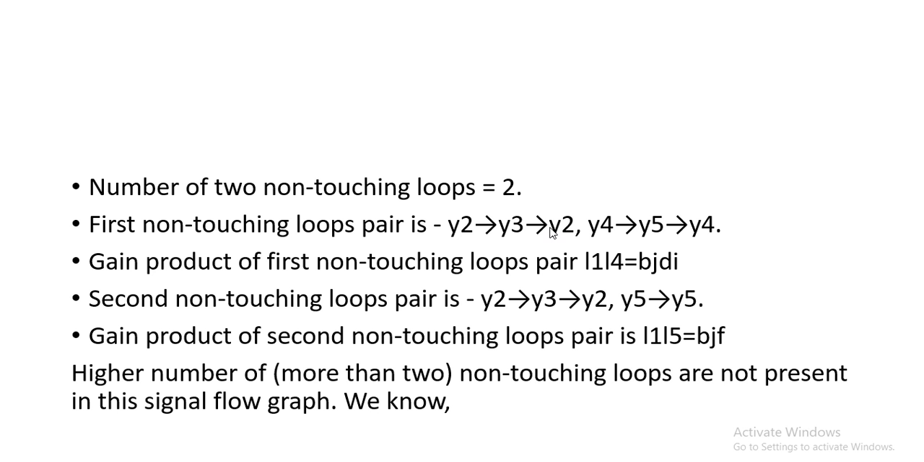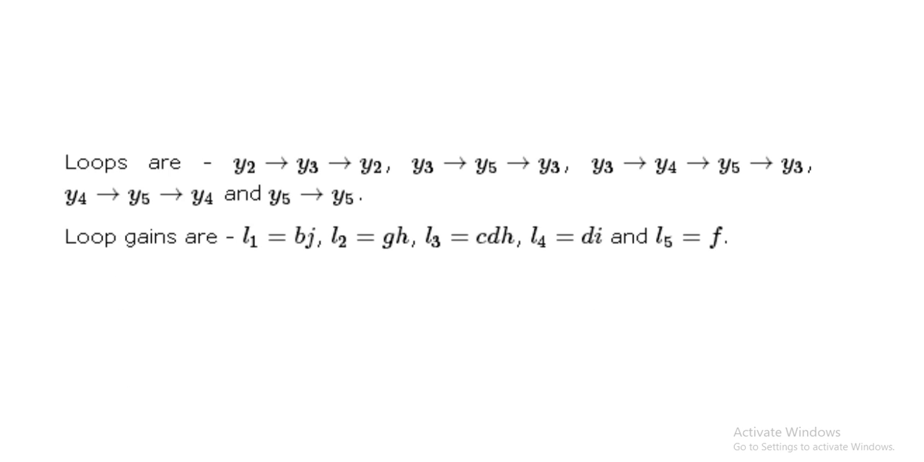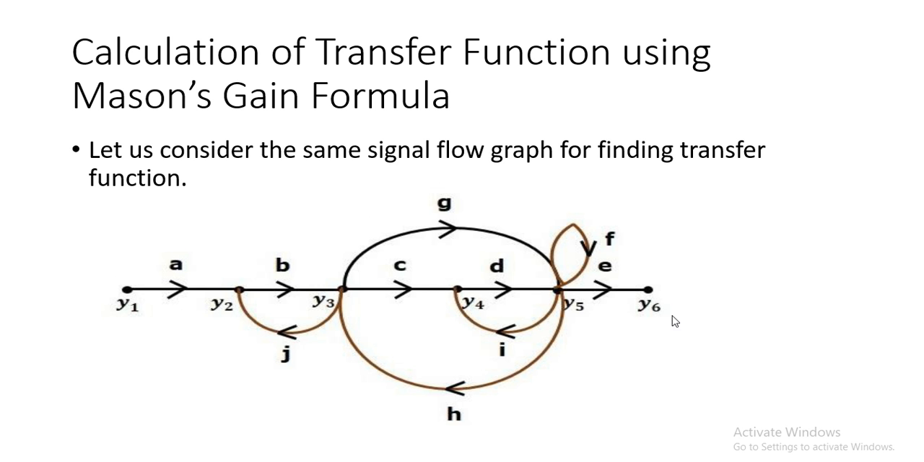If there are 3 non-touching loops, then this example will be extended again. But we have seen that there are only 2 non-touching loop pairs. If you want to locate 3 non-touching loops, there are none. Suppose there is another loop like this, then we can say this is another set of 3 non-touching loops. In 3 non-touching loops there will be 3 loops which do not touch each other, but we don't have such a loop.